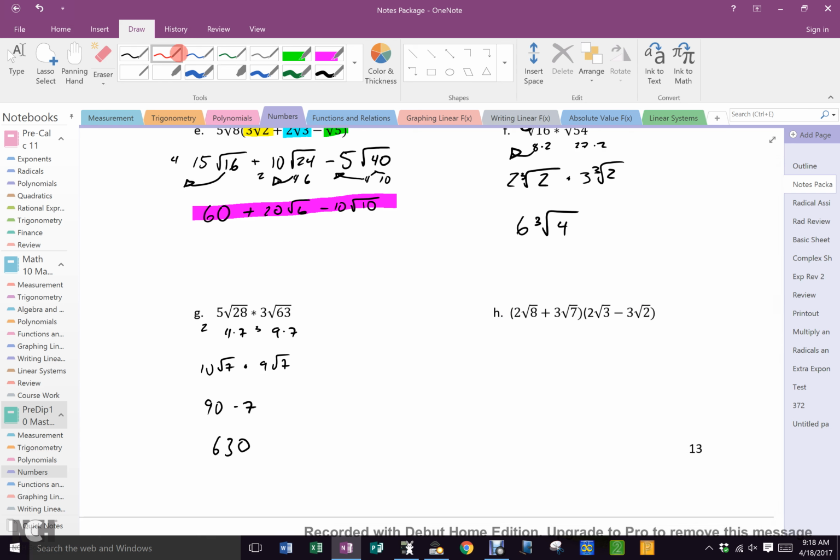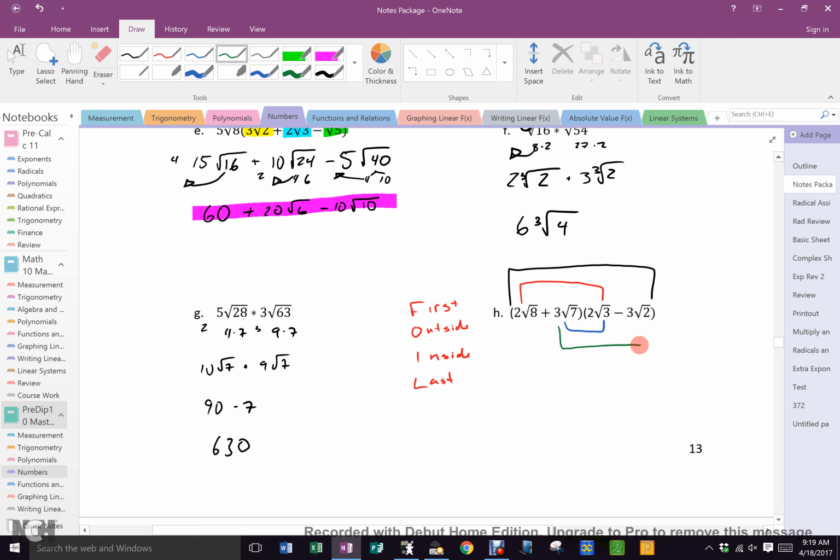So here's what you're going to do now. If you haven't seen this before, you do what is called FOIL, which stands for first, outside, inside, last. Do the first two. Do the outside two. Do the inside two. Then do the last two. And then you just collect all your like terms.